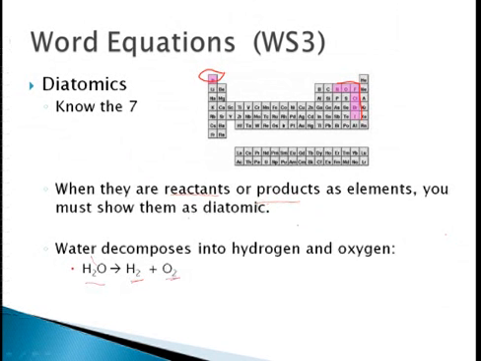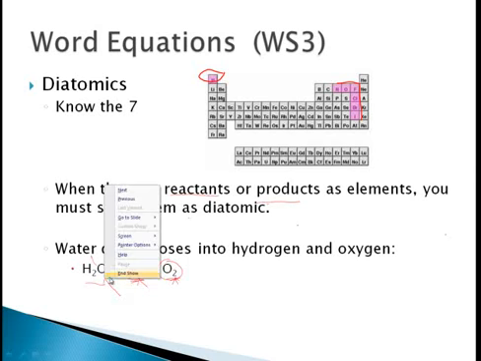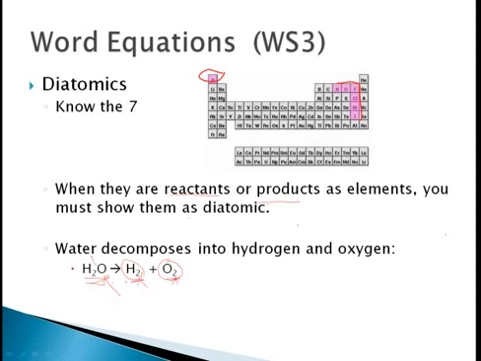Now be careful, because we only show them as diatomic when they are in fact alone as an element, either a product or a reactant. When they're in a compound, it might be a 2, but they're just as likely not to be a 2, because it's just a balanced formula.